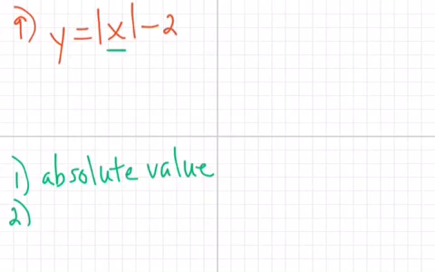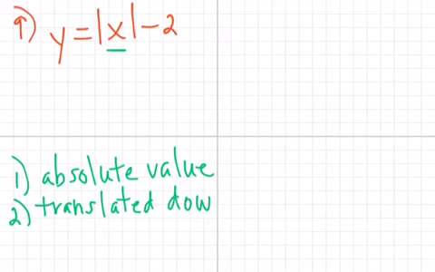Number 2 says describe the translation. This is translated down 2 units. Because this negative 2 is outside, which tells us if it's positive, it's up, if it's negative, it's down.